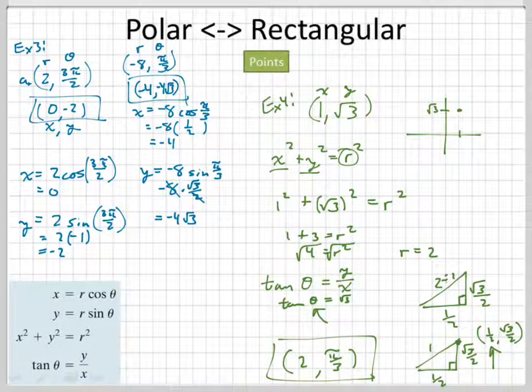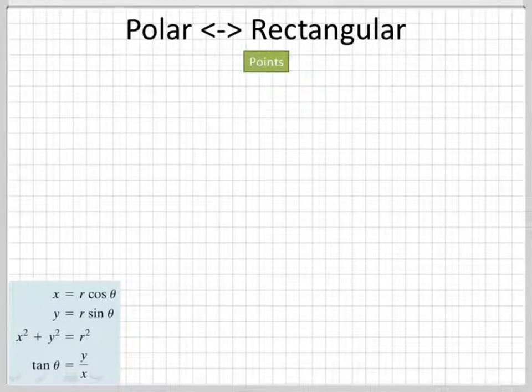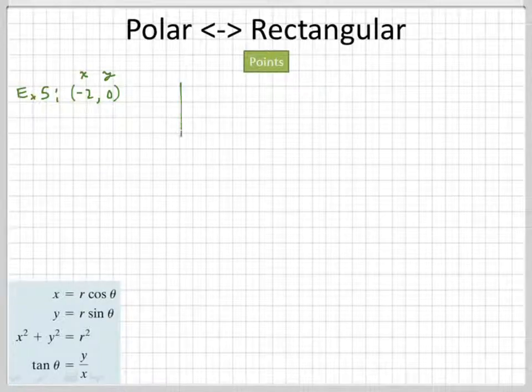Now let's try the one from example 5. Example 5 is also going from rectangular to polar. So let's see our rectangular coordinates here. Our rectangular coordinates for this one are -2 and 0. Because these are rectangular, we know that this is x and y. If we try to visualize this first, we know that -2, 0 is right here.